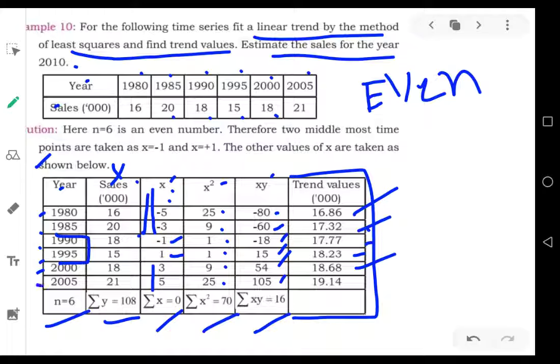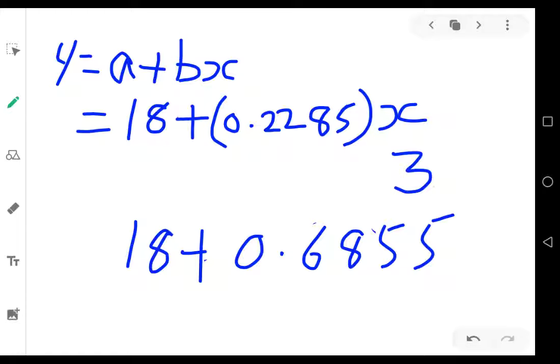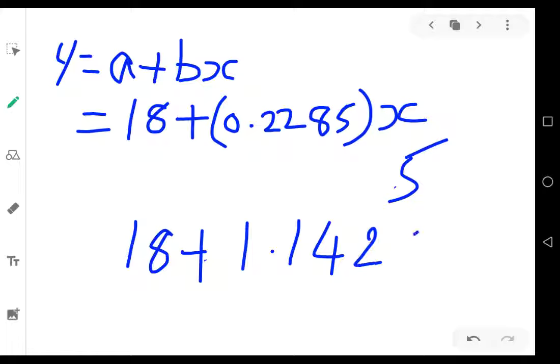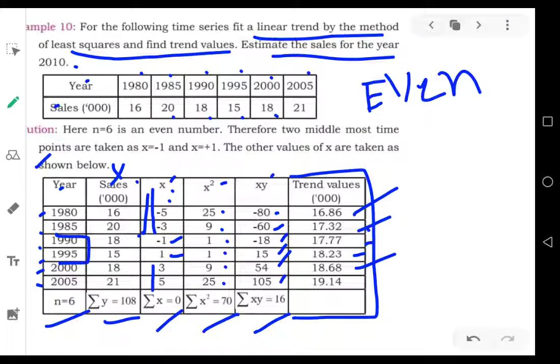Then the last one, for 2005, the x value is 5. If the x value is 5, you multiply 0.2285 into 5, which gives 1.1425. So 18 plus 1.1425 is 19.14. 19.14 should be your trend value.